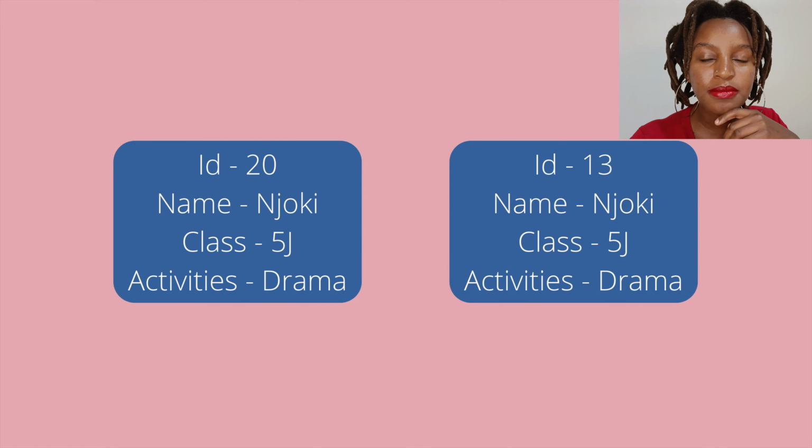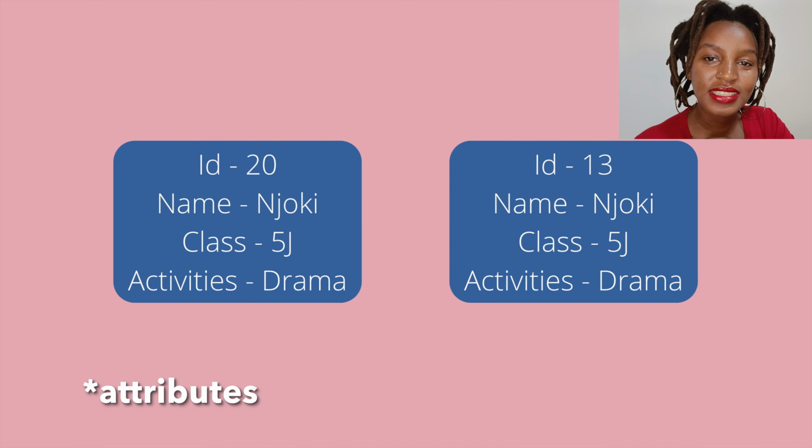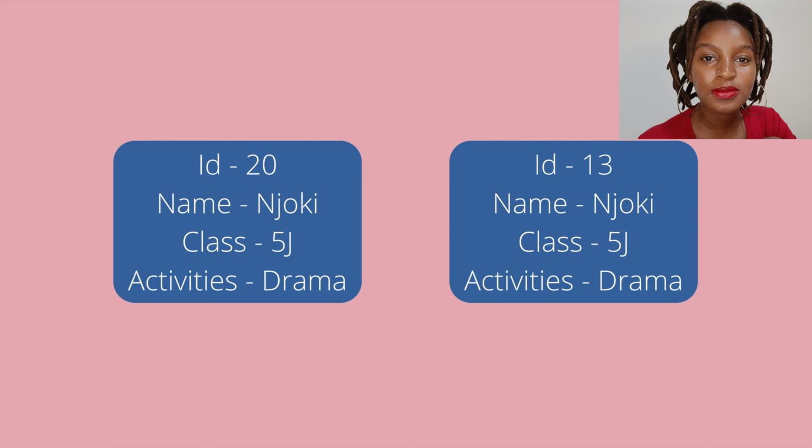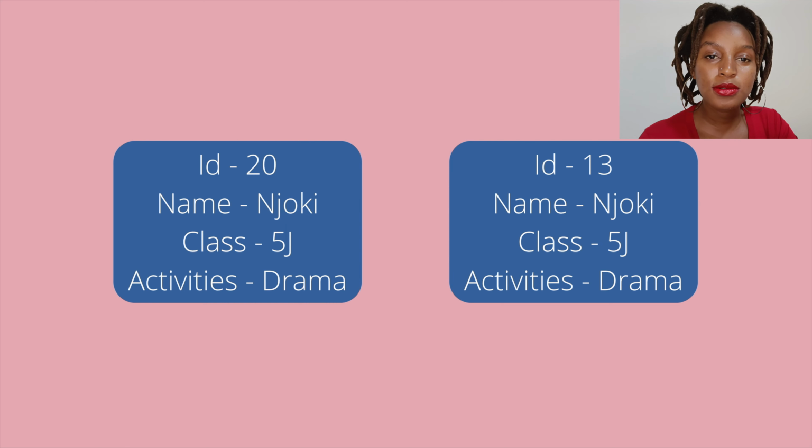We have ID number 20 and ID number 13. They look very similar. They have the same name, that is Njoki. They're in the same class, that is 5J, and they're also participating in drama. So they have these three activities that are common to them, but they're not the same person because the ID is different. One is 20, the other one is 13. So always be keen to pick an identity that will be unique within the system.